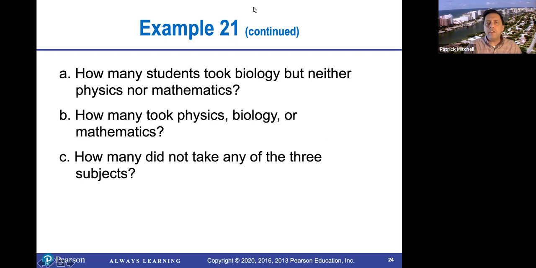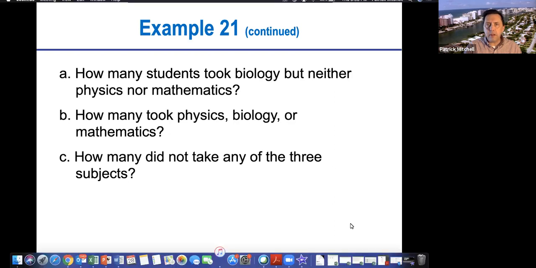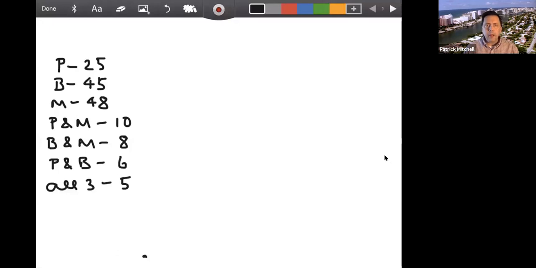So I am going to switch over to my tablet where I have already written down the information that they gave me on the previous slide. Should come up here in a second. There we go. All right. So I'm going to make a Venn diagram for this.